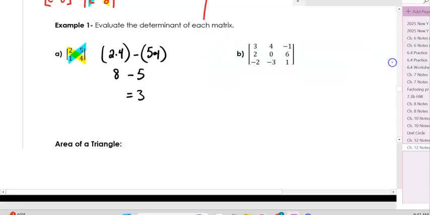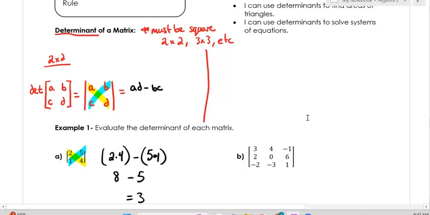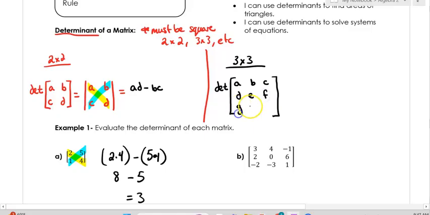All right, let's also write down instructions up here for 3 by 3 matrices, and then we'll try it. On a 3 by 3, that would look like this. They're going to write DET for determinant, and we're going to fill it out. So it's going to be A, B, C, D, E, F, G, H, I. And these are just standing in for the numbers.